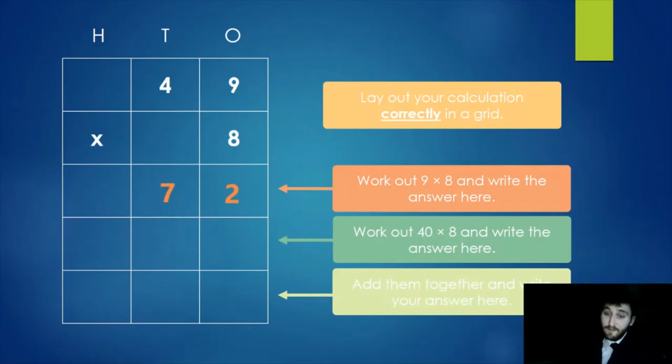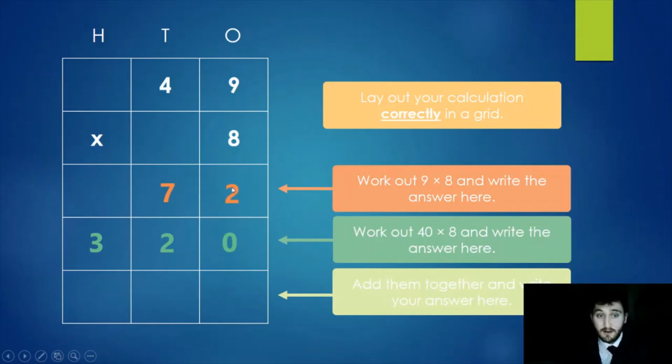Next, work out 40 times 8. So in my tens, I'm working out 40 times 8. Well, I know that 4 times 8 is 32. Multiply 32 times 10. I know that is 320. And finally, my last step, I am then going to add these together.